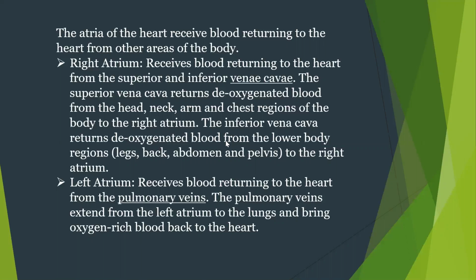Now the right atrium, right above the right ventricle, we have the right atrium. So it receives the blood returning to the heart from the superior and inferior vena cava. So we have big veins, and these veins are known as vena cavas.